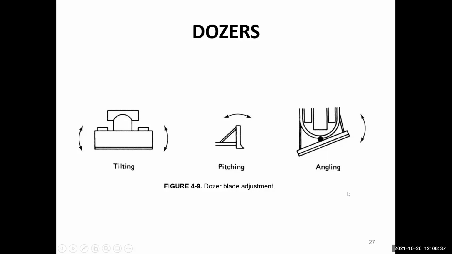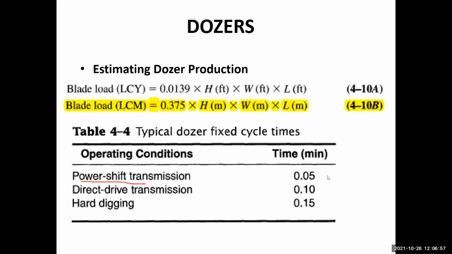So if the motion takes place like this, then due to these three types of motion, and provided with the enough power which is provided by the machine, the dozer can push the material out. Okay.